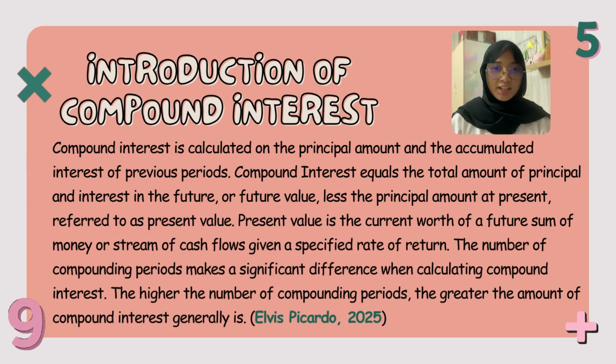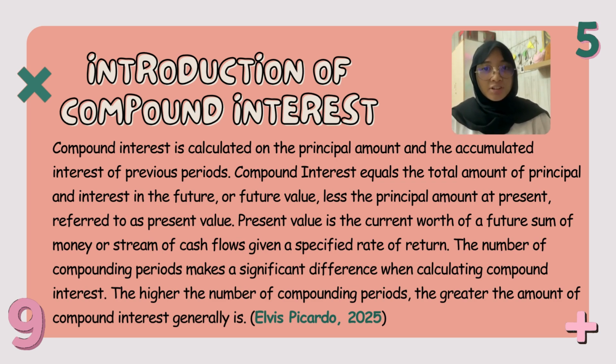Compound interest is calculated on the principal amount and the accumulated interest of previous periods. Compound interest equals the total amount of principal and interest in the future, or future value, less the principal amount at present, referred to as present value.